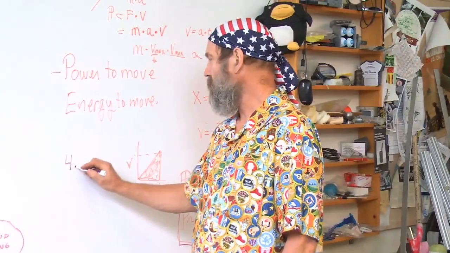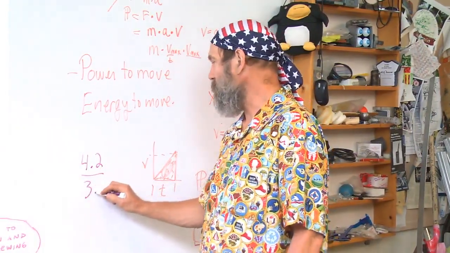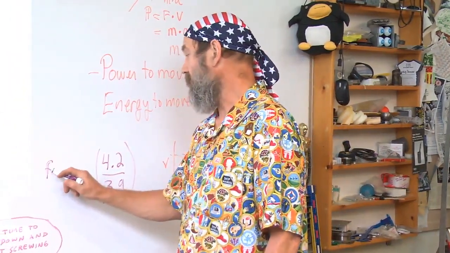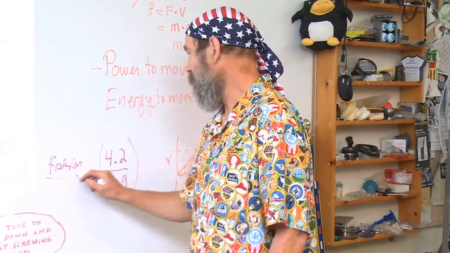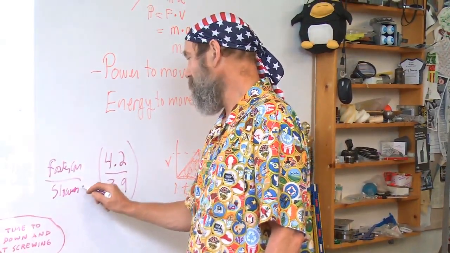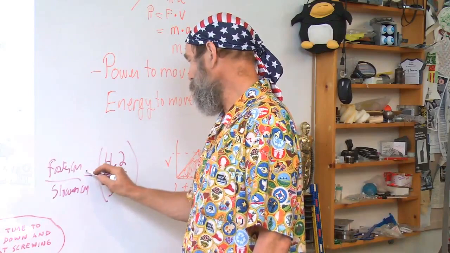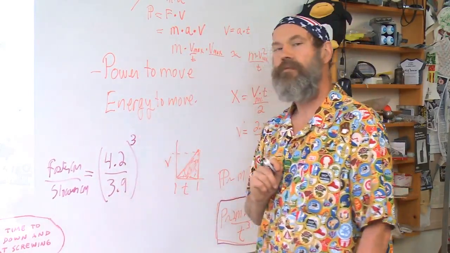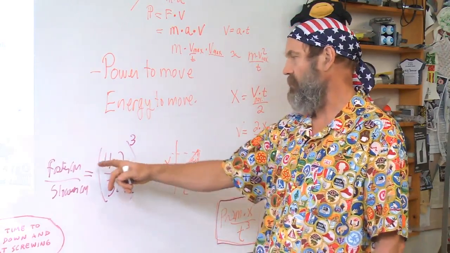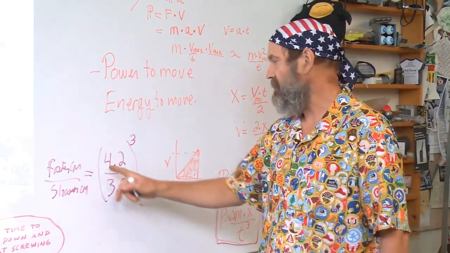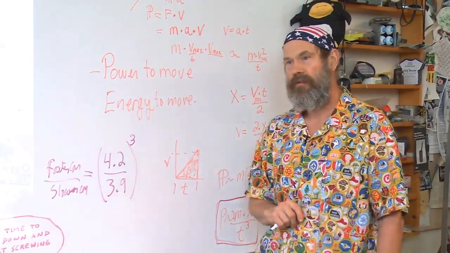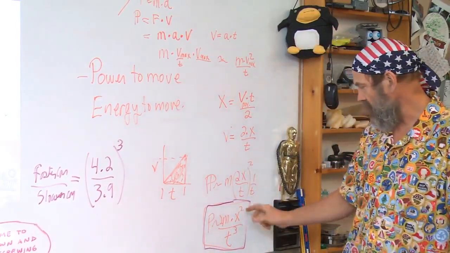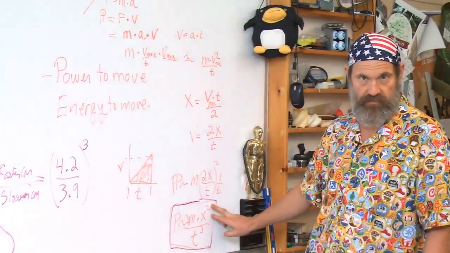If a car can go 4.2 seconds versus 3.9 seconds, so the faster car over the slower car, the ratio of the power of the two will go something like this, cubed. So you all work that out. How much more power, just sheer raw power, does the faster car have than the slower car? It's actually a very substantial number. So you need, and the distance squared is also important.